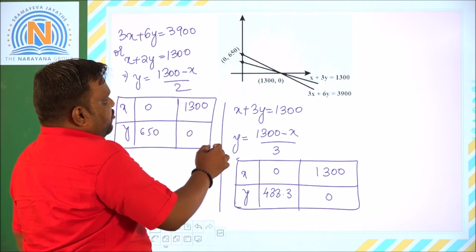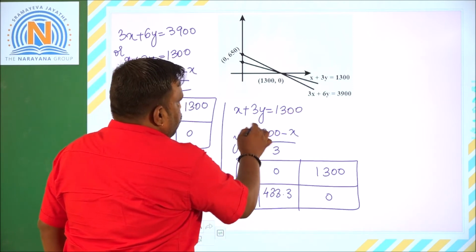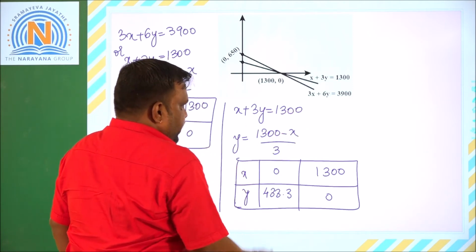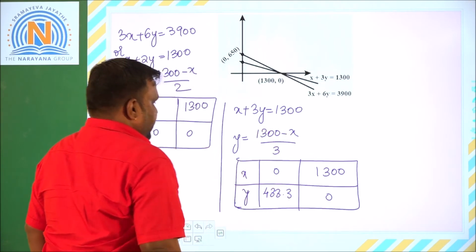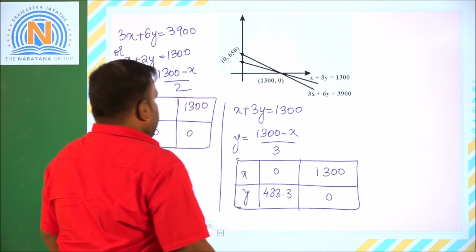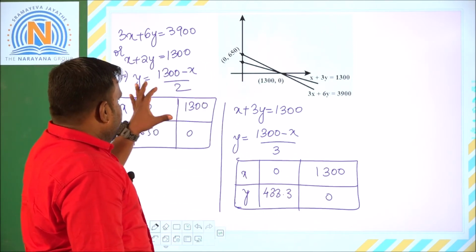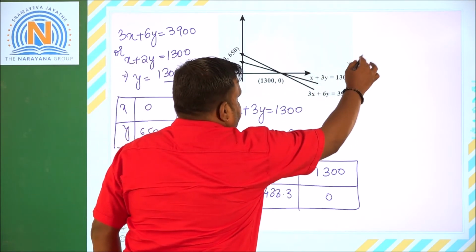Similarly, our second equation was x + 3y = 1,300. From here, y = (1,300 - x)/3. Here also when you take x as 0, the value of y is 433.3, and similarly when you take y as 0, the x value is 1,300. So when you represent these two equations on the graph sheet, here is what we got as the graph.